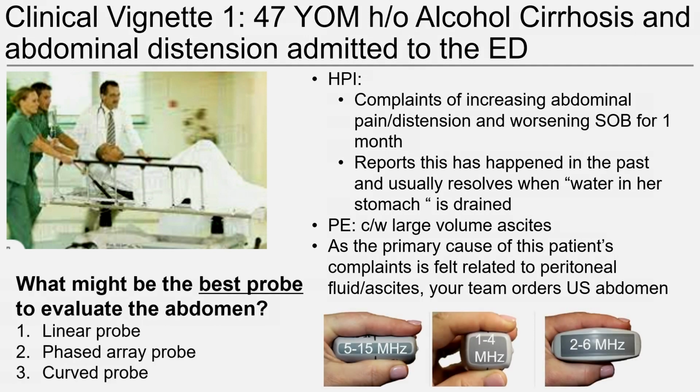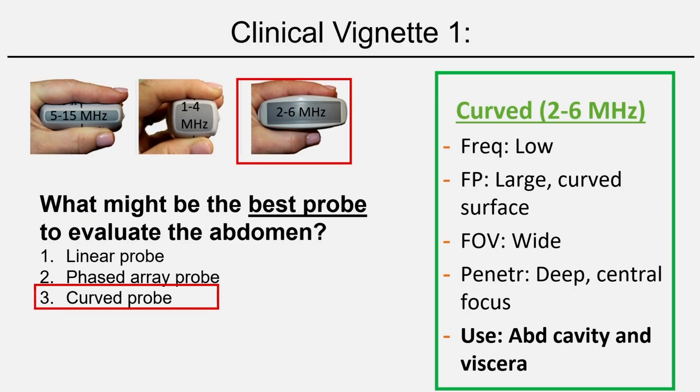So what might you choose as the ultrasound operator to evaluate this person's abdomen? Would you use a linear probe with high frequency, a phased array probe with a small head, or a curved probe for deeper penetration? And if you said for abdominal examination we use the curved probe, you're completely right. We're going to need that wider field of view and deeper penetration to check the contents of the abdominal cavity and the ascites. Very good.